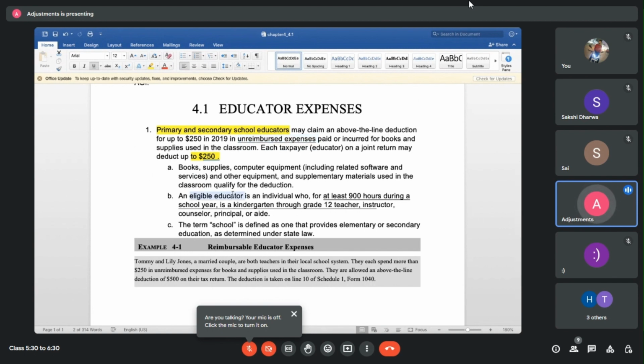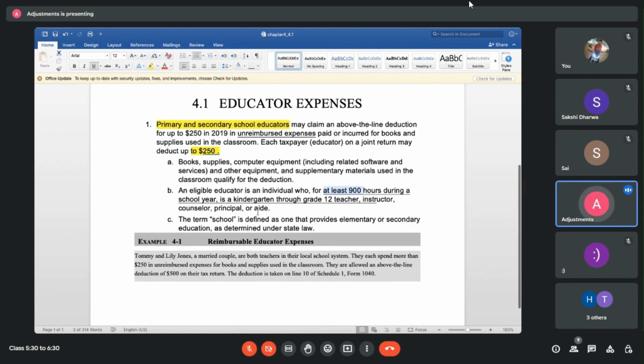And what is an educator? Just by taking a couple of classes or putting in 2, 3, 4 hours, you don't become an educator, right? It's not like you go there once in a quarter and take a 2-hour class. That doesn't make you an educator. So there are some specifics: you need to be a full-time person, or you need to spend at least 900 hours during a school year educating the kids. And you can be a teacher, instructor, even a counselor, not necessarily a typical teacher. It can be a counselor, principal, or any other helper.